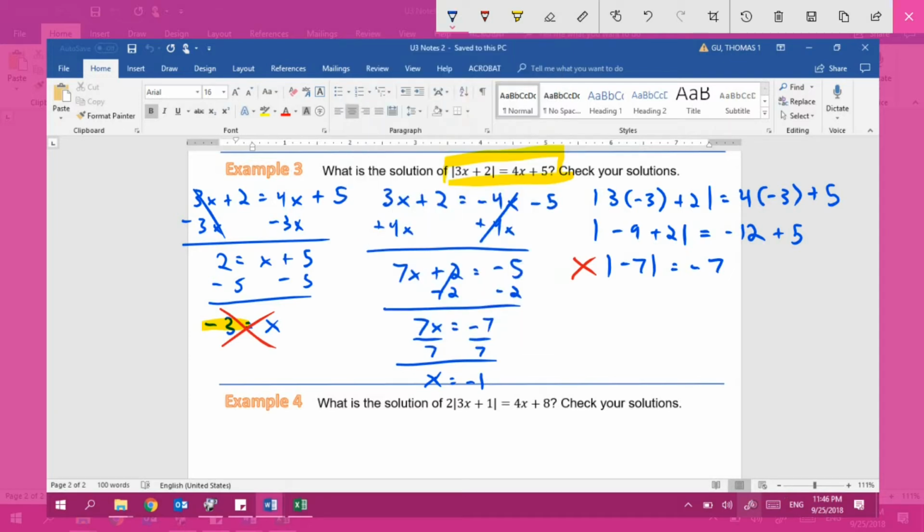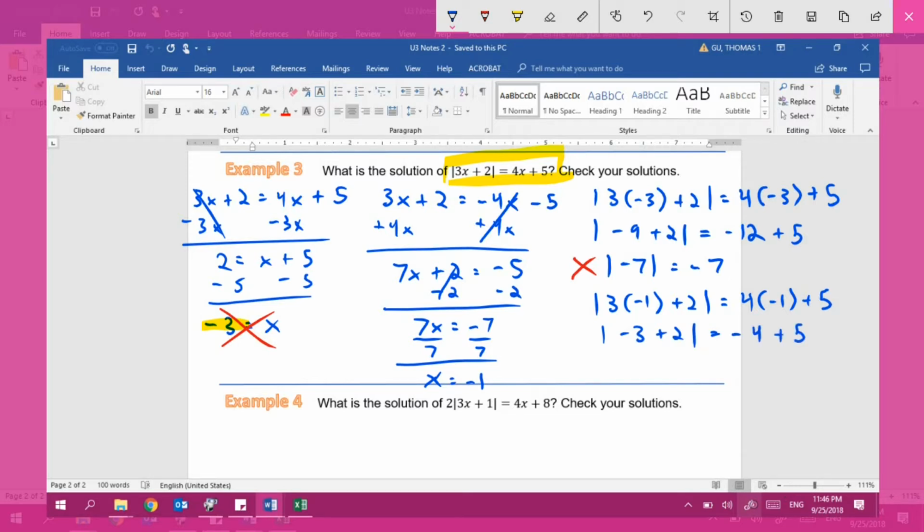Now let's check our other solution, x equals negative 1. So let's plug it in for anywhere we see x. 3 times negative 1 plus 2 equals 4 times negative 1 plus 5. All right, 3 times negative 1 is negative 3 plus 2 equals 4 times negative 1 is negative 4 plus 5.